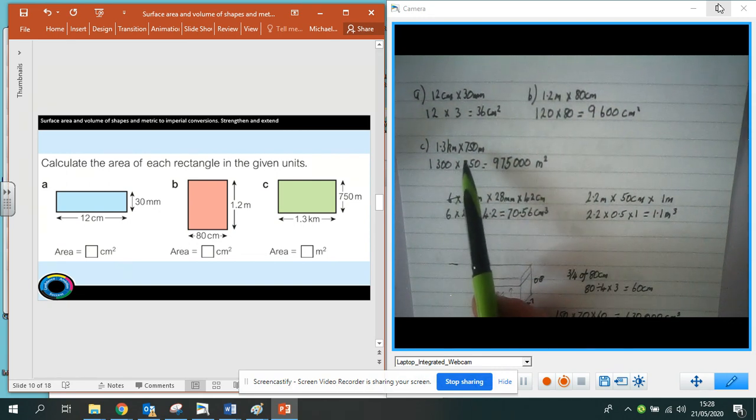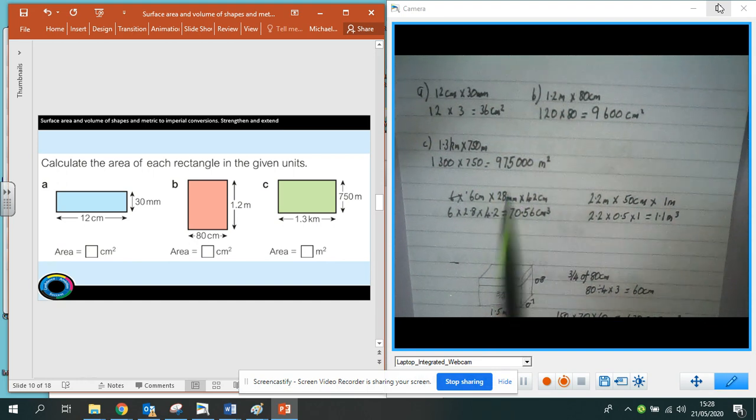1.3 kilometers times 750 meters, 1,300 times 750 gives me 975,000 square meters. That's nearly a square kilometer, but not quite. Okay, once again, pause the video if you need to do corrections, and when you're ready, restart.